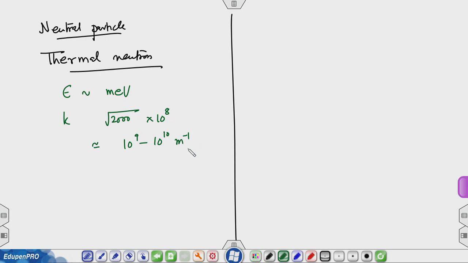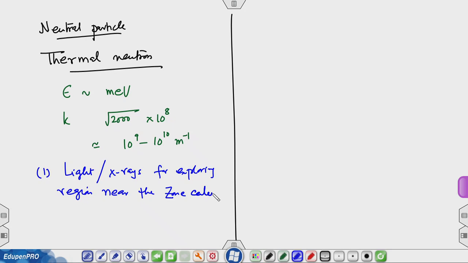So, two possibilities then emerge from this. One, light or X-rays that will give you a little higher k for exploring region near the zone center. And the second possibility is thermal neutrons to explore the entire zone. So, these are the techniques used.